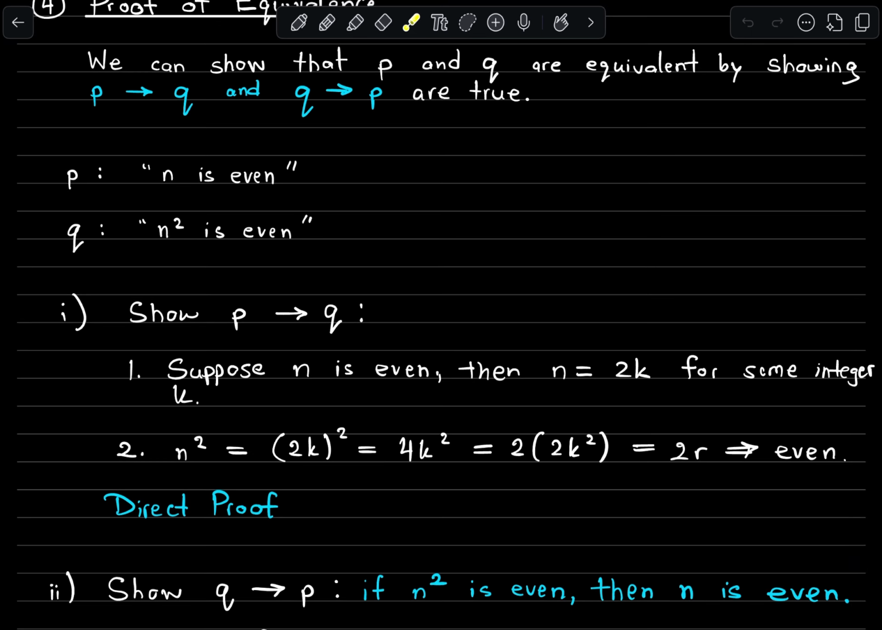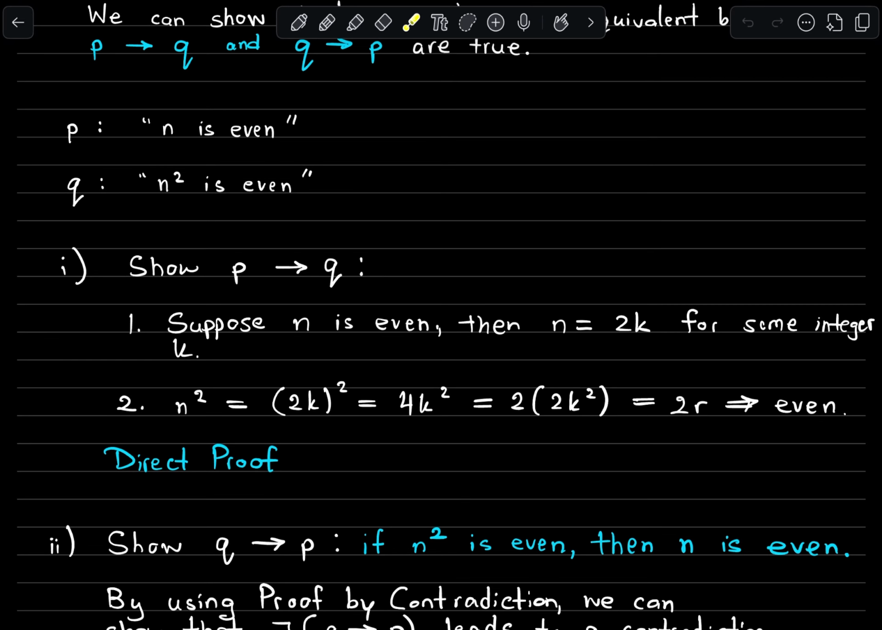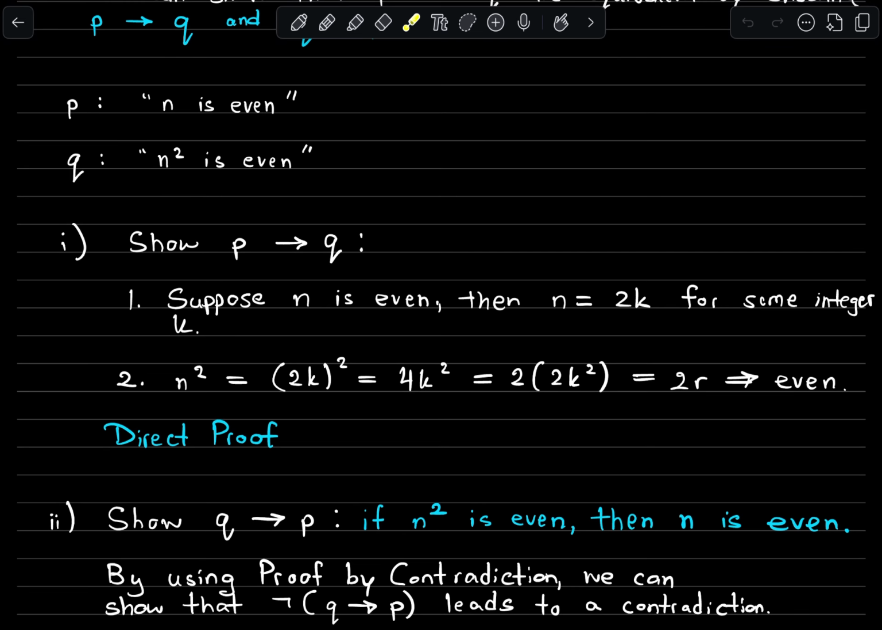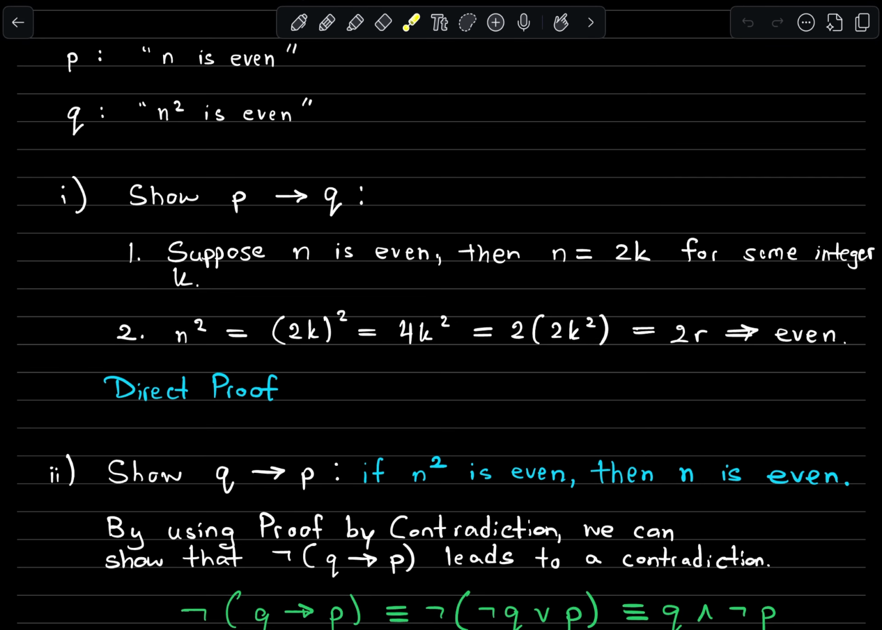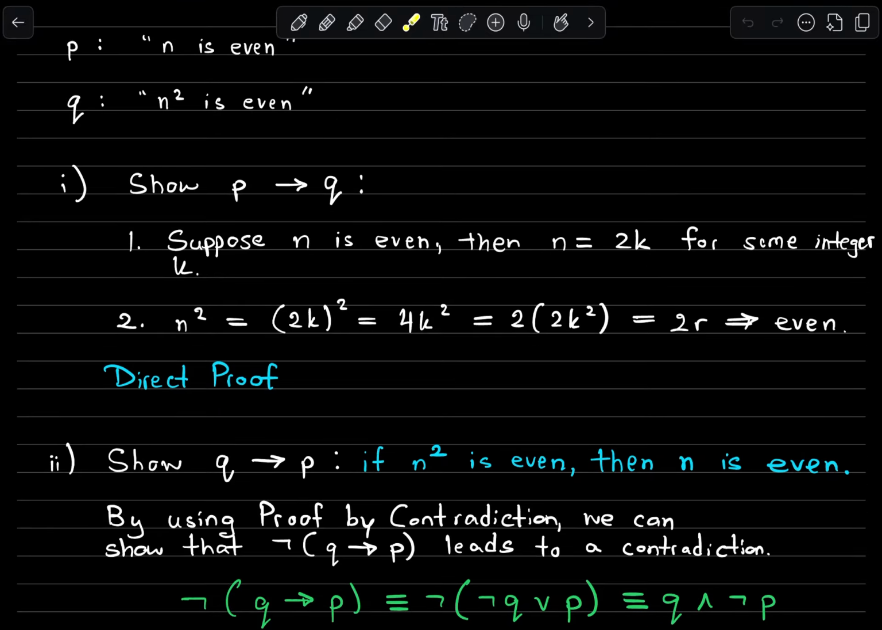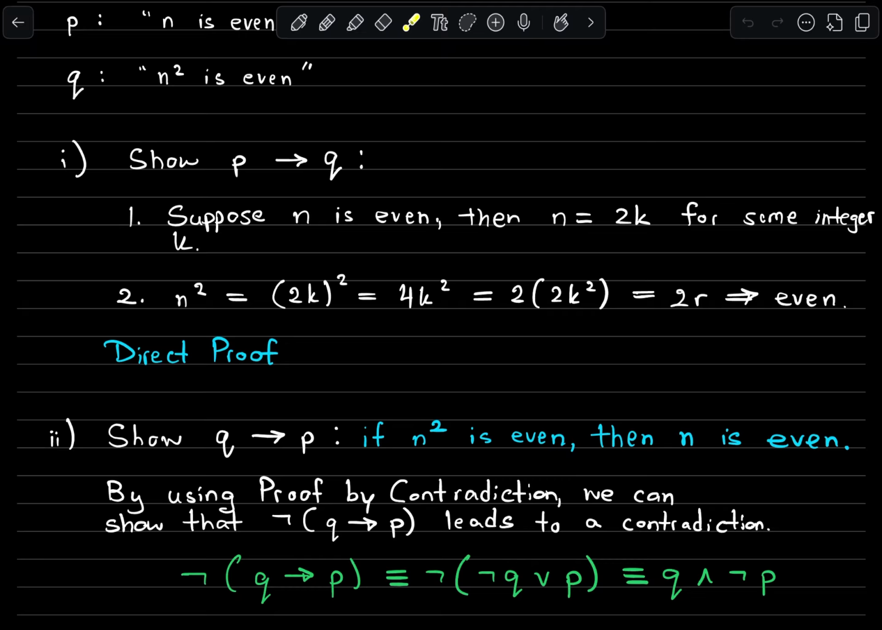Now we want to show this the other way as well. Show that Q implies P. If n squared is even, then n is also even. And we can do this by direct proof. We can also do this by using proof by contradiction. We can show that the negation of this conditional leads to some sort of contradiction. Okay, so this may not be the simplest way to do this in this case, but I just want to show you that we don't have to use the same methods. We can use any of these methods to establish this.